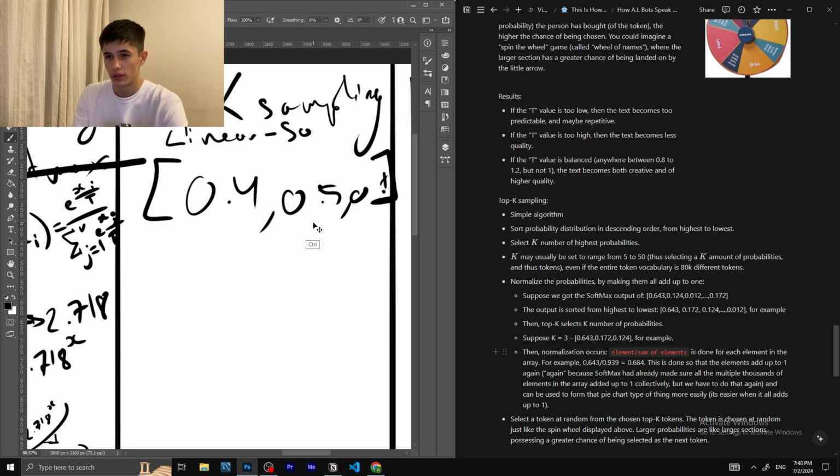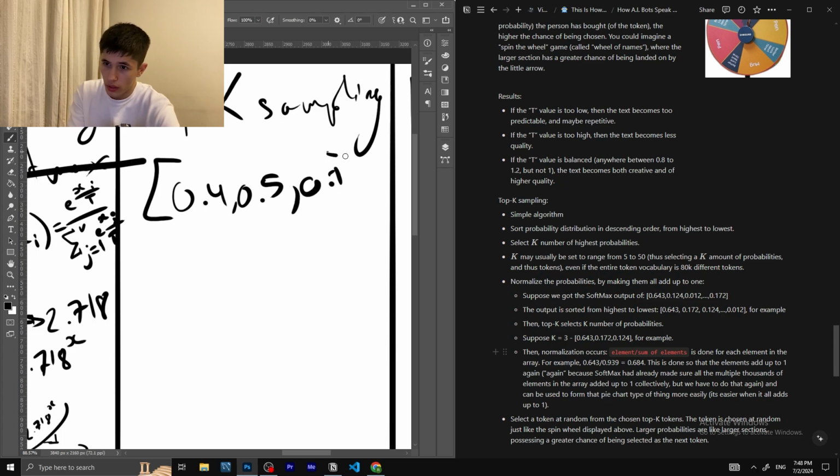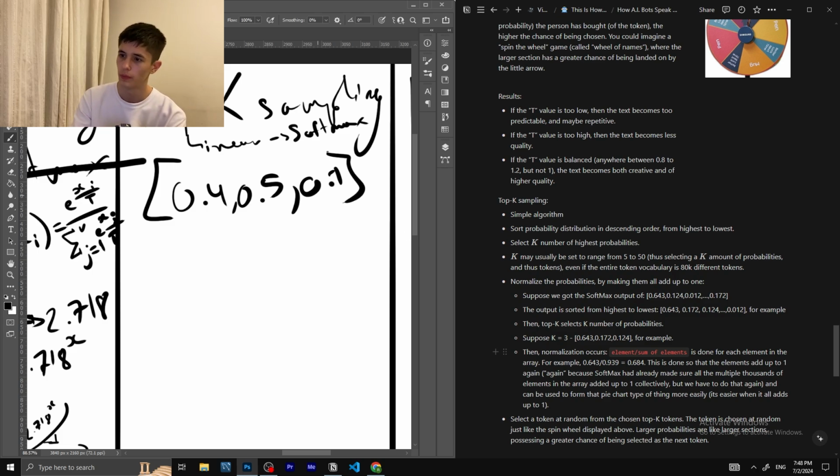Let me just make it more clear for you to see. 0.5, 0.1, there we go. Linear, softmax. In this, these are no longer logits, these are actually the probabilities, and they add up to 1 over here. And I've made it specifically so that it could be easier for you to understand.